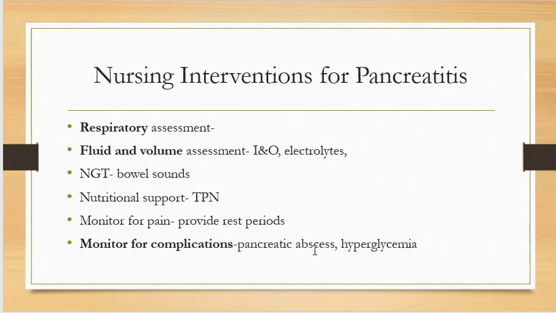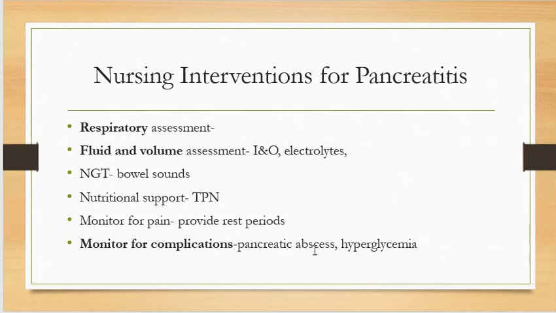And then assess our NG tube, and we're going to be assessing for peristalsis. If they're long term, they may not get any food, and so they may be getting TPN. And so remember, with TPN, you have to have a central line. So TPN is central line nutrition. It's got fluid, electrolytes, and glucose. So those are important. And then we want to manage their pain appropriately. So monitor for pain and provide rest periods.